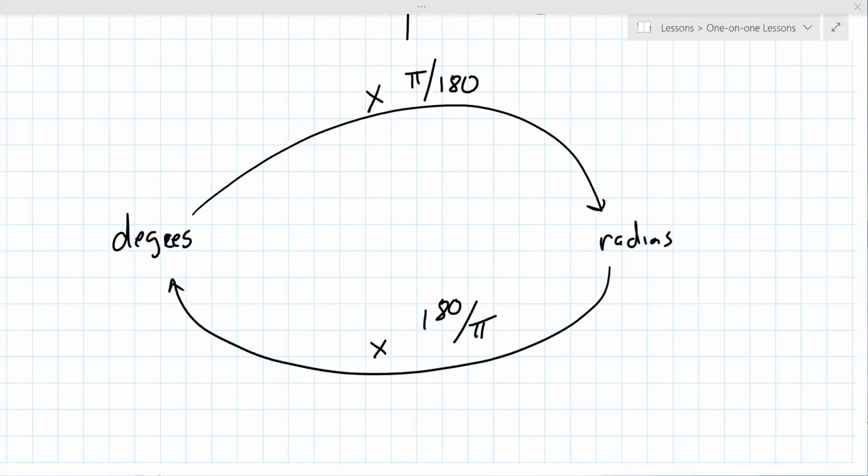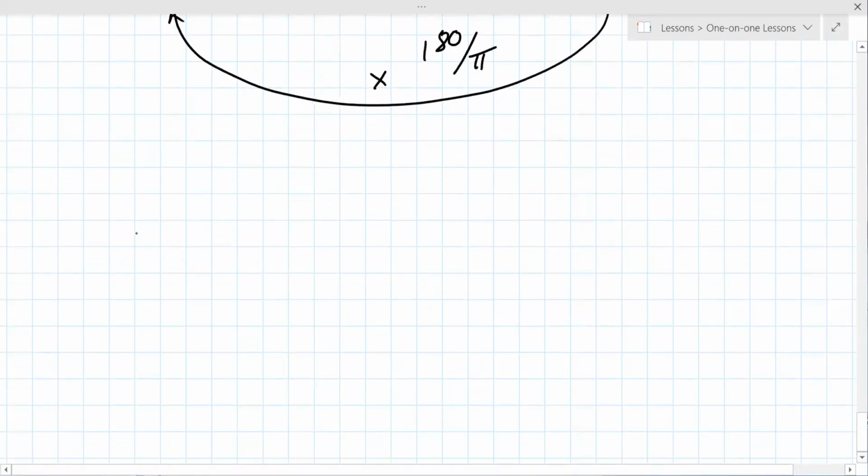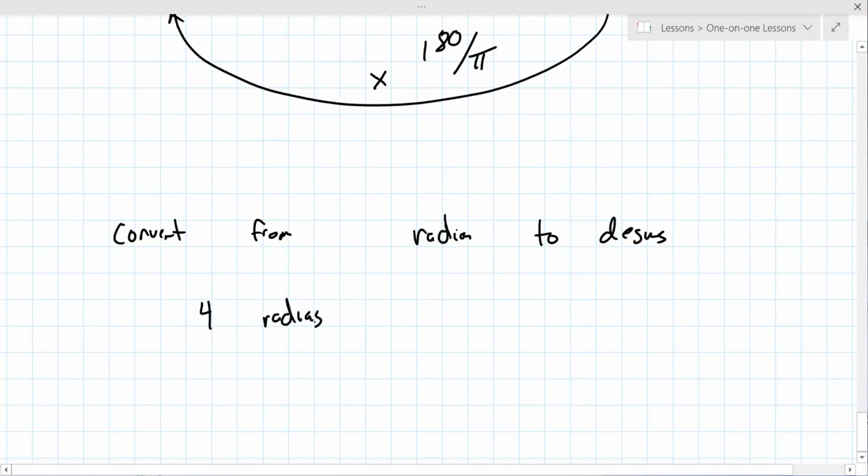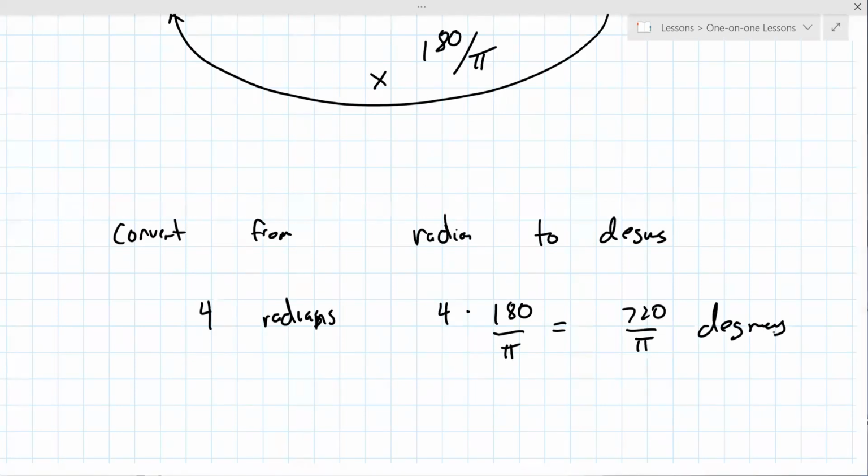So the reason I brought up this discussion is that you might get an angle in your class. It might say convert from radians to degrees, and it might say 4 radians. Well, you're used to there being a pi, but there doesn't have to be. So you still take 4 and you multiply by 180 over pi. So your answer is 720 over pi degrees. That's uncomfortable because you usually think of degrees as not having a pi in it, but it can.